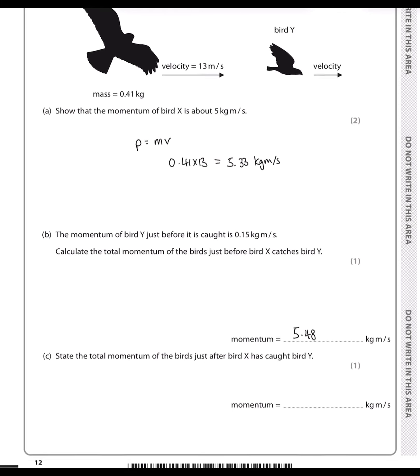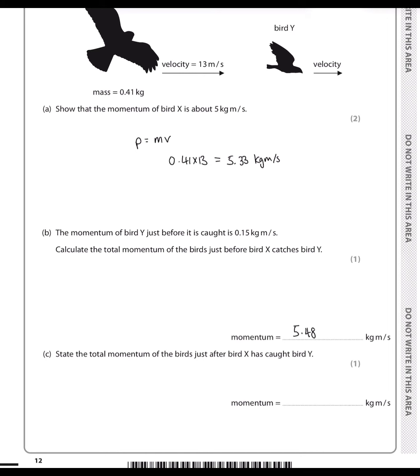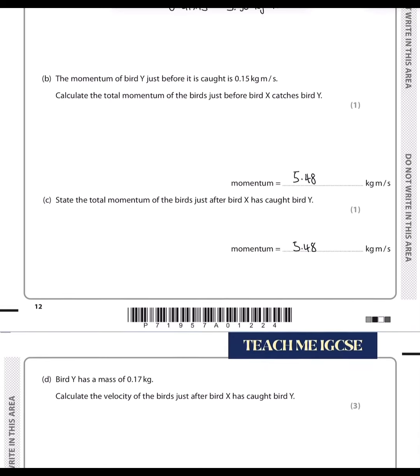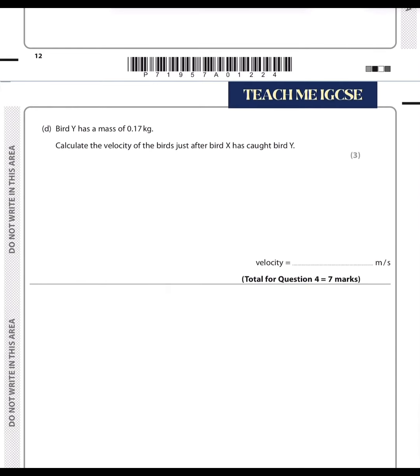State the total momentum of the birds just after bird X has caught bird Y. Well, because of conservation of momentum, total momentum before is equal to total momentum after, so momentum stays the same. So it is still 5.48 kilogram meters per second. Bird Y has a mass of 0.17 kilograms. Calculate the velocity of the birds just after bird X has caught bird Y.